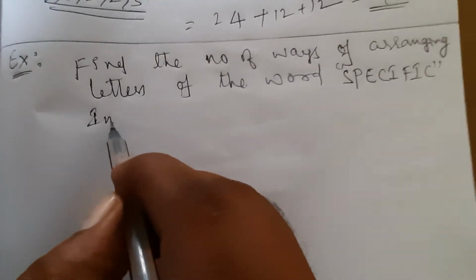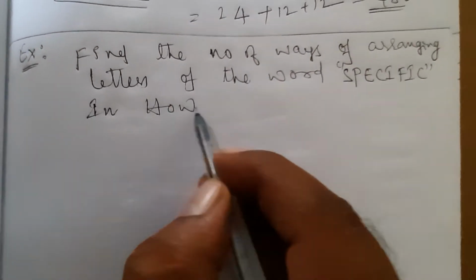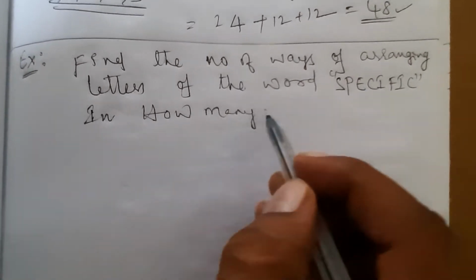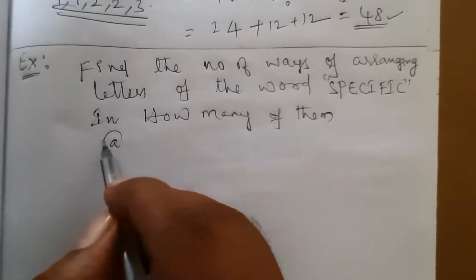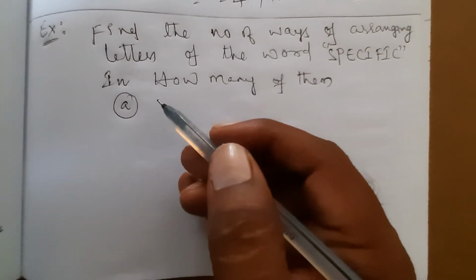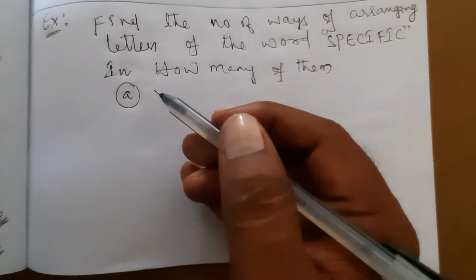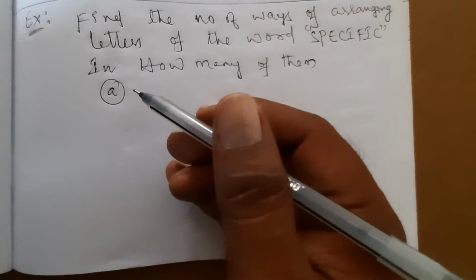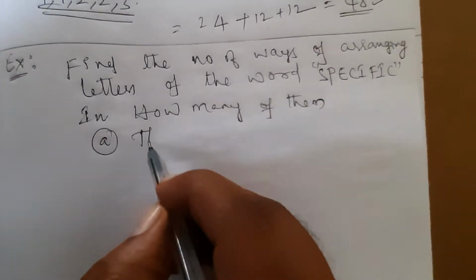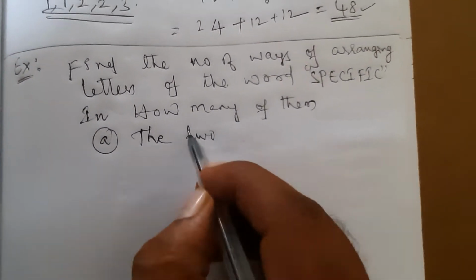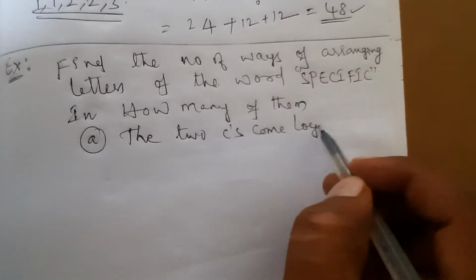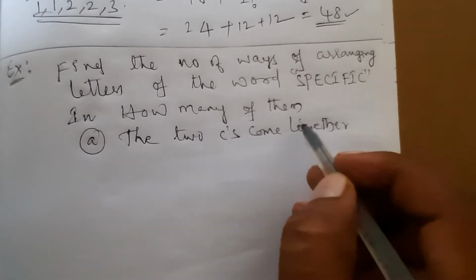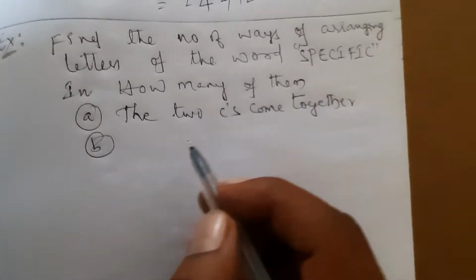After that, in how many of them, here one part is given: in how many of them, first part, the two C's come together. The two C's come together. This is the first part.